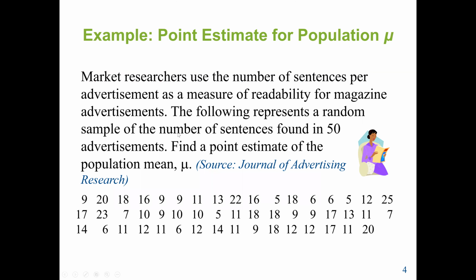So we have an example here to find the point estimate for the population mean. Market researchers use the number of sentences per advertisement as a measure of readability for magazine advertisements. The following represent a random sample of the number of sentences found in 50 advertisements. Find a point estimate of the population mean. This came from the Journal of Advertising Research. So these are our values from 9 to 20, and again, the total is 50 advertisements.